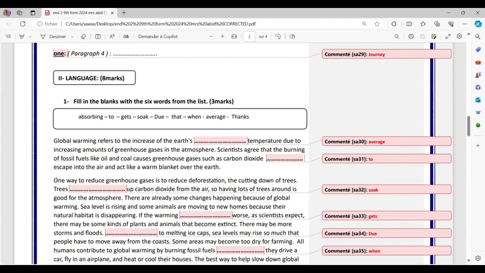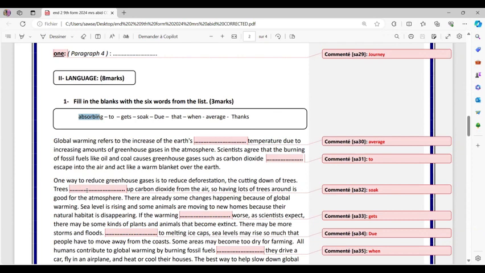Now, one way to reduce greenhouse gases is to reduce deforestation or the cutting down of trees. Now, new sentence, trees up carbon dioxide from the air. Trees is the subject and up is a preposition, and I need a phrasal verb conjugated here in the present. I cannot use absorbing up, so the first thing I omit is absorbing. But here I can't use gets. Well, of course, trees is plural. And the only one left here is soak. So by elimination, I put the word soak up.